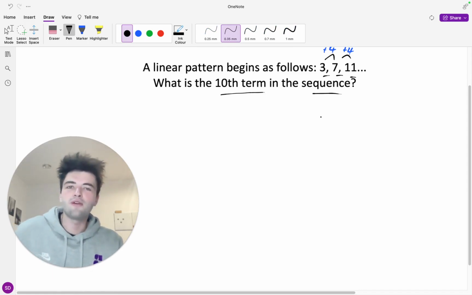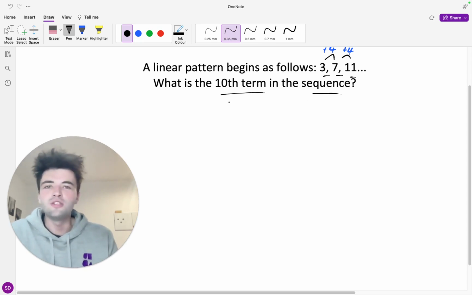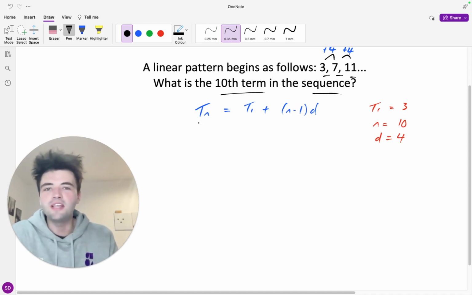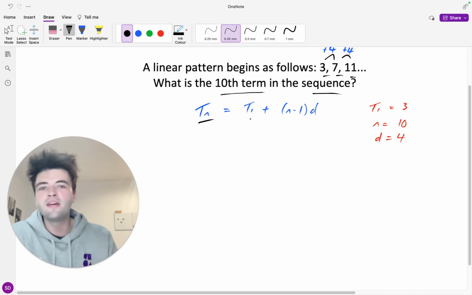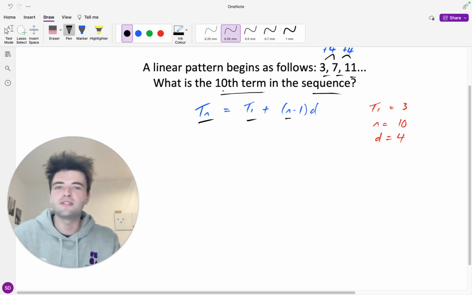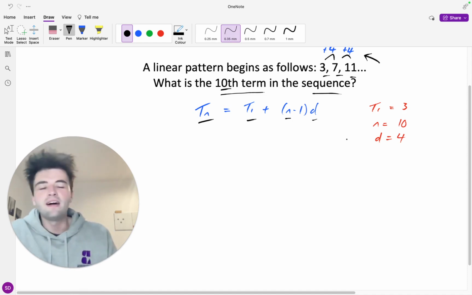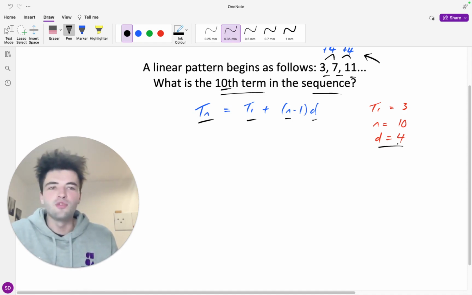And so you could do it that way, but there's actually an even easier way, which is to use our formula, which I'll write down now. And so here's our formula for the nth term. So Tn is just the term number n. T1 is the first term, n is the actual number of the term, which we know in this case is going to be 10, the 10th term, and then d is just our common difference, which in this case we figured out is 4, because each time we go up a term we're going to add 4 to the previous number.